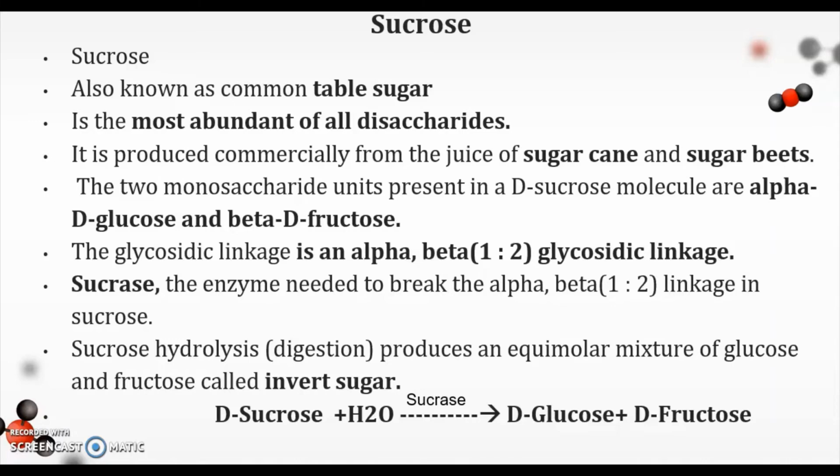Sucrase, the enzyme, is needed to break the alpha-beta-1,2 linkage in sucrose. This will produce a glucose unit and a fructose unit. This enzyme is present in the human body. Hence, sucrose is an easily digested substance.